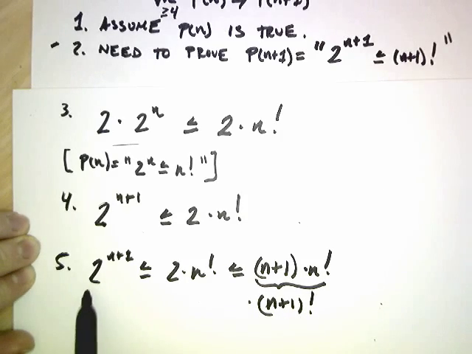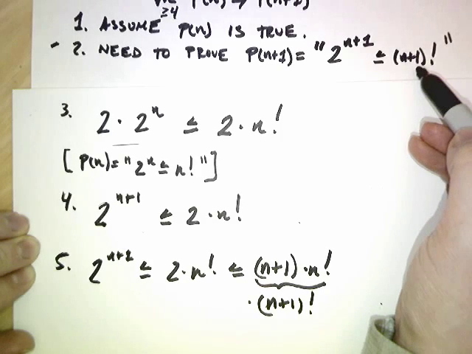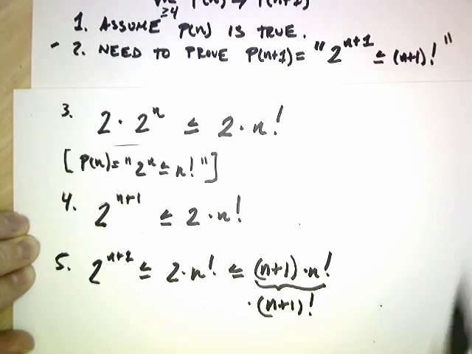So what we've ended up with is 2 to the n plus 1 is less than or equal to n plus 1 factorial. That's exactly what we needed to prove. That was P of n plus 1. This completes the proof by induction.